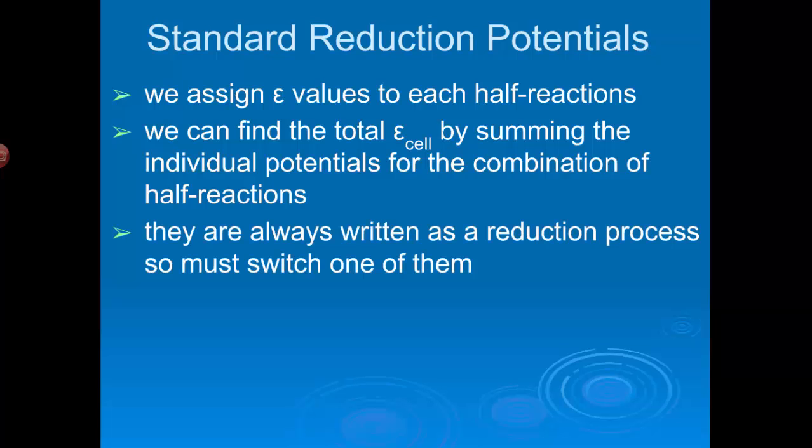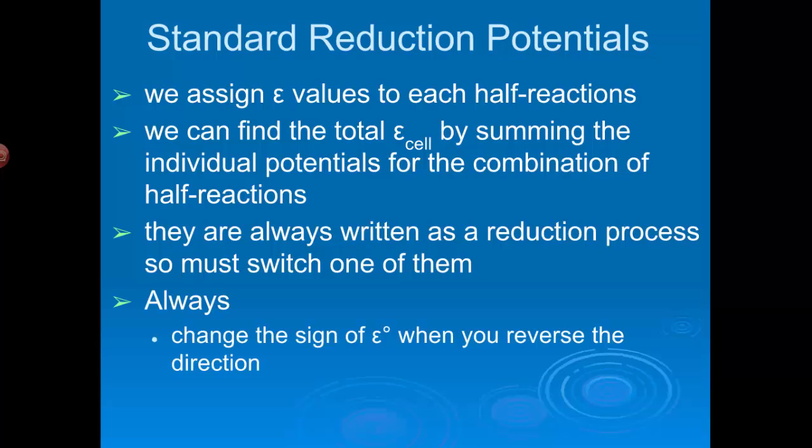Now, when you look up reduction potentials, because they're called reduction potentials, they'll always be written as reductions. But remember that in a galvanic cell, in any redox reaction, you not only have one reduction, but you also have an oxidation. So you're going to have to switch one of them around, flip it around, and change the sign. Okay, so when you reverse a half reaction direction, you change the sign of the reduction potential.